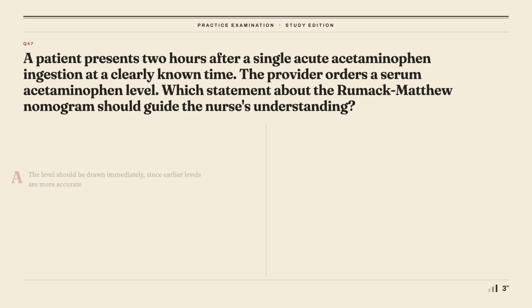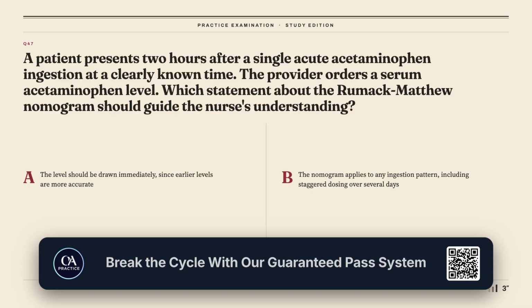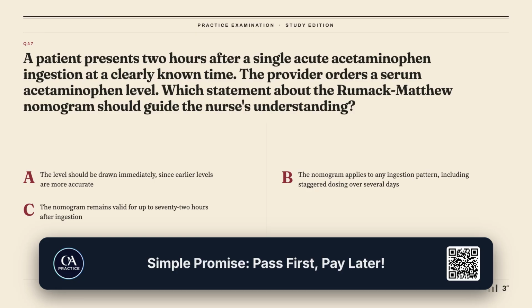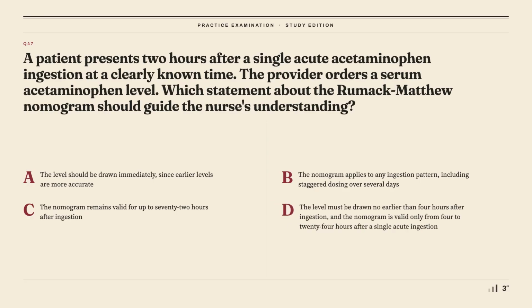Your options are: A. The level should be drawn immediately, since earlier levels are more accurate. B. The nomogram applies to any ingestion pattern, including staggered dosing over several days. C. The nomogram remains valid for up to 72 hours after ingestion. D. The level must be drawn no earlier than 4 hours after ingestion, and the nomogram is valid only from 4 to 24 hours after a single acute ingestion. Don't overthink it. Which one feels right?